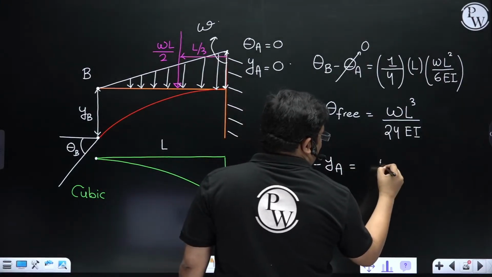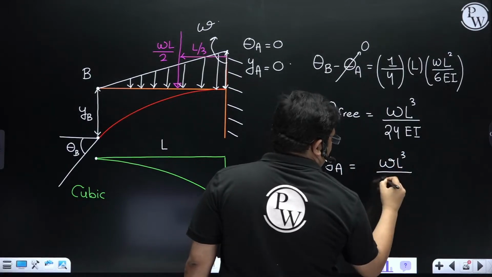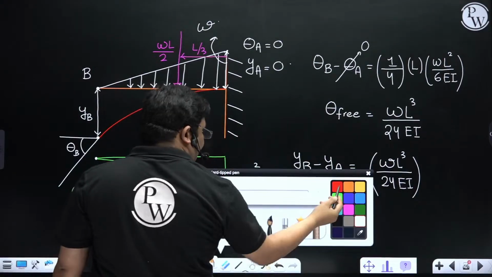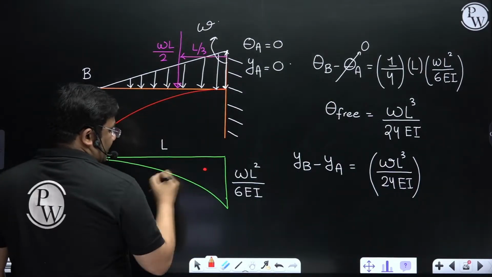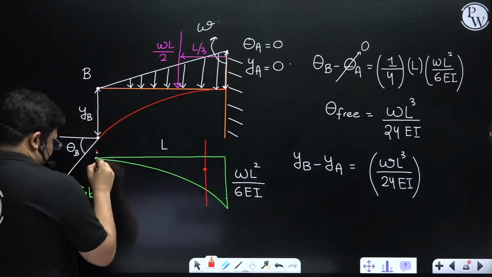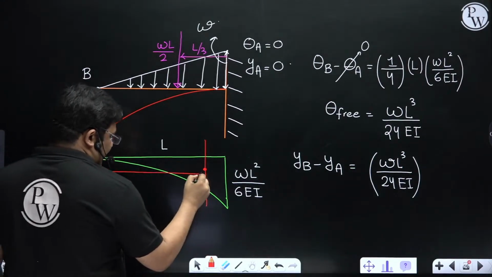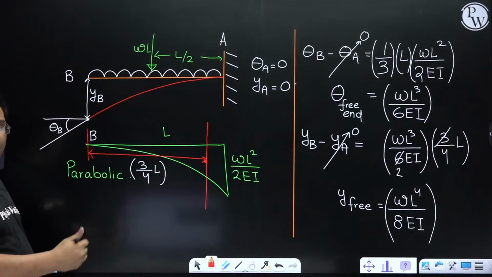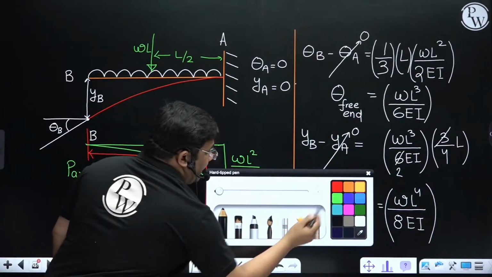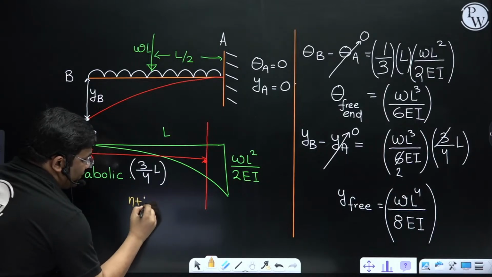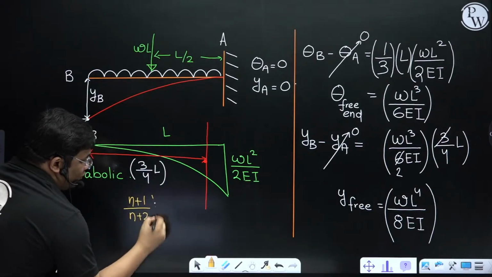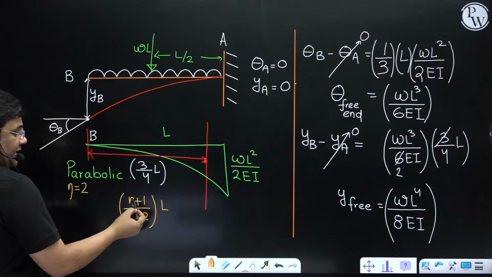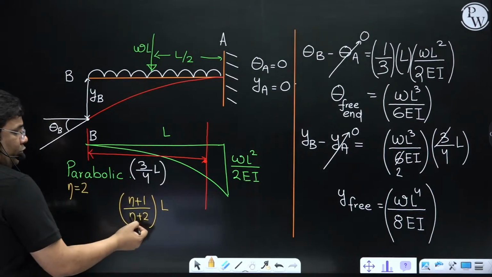Now coming to the difference of deflection, I have to take the moment of this about B. So I have to find out the centroid and take the distance from B, this distance. Now see, in the earlier case, it was 3 by 4 L, right? Actually, the formula was n plus 1 by n plus 2 into L. So when I was putting n equal to 2 for parabolic, I was getting 2 plus 1, 3, and 2 plus 2, 4.